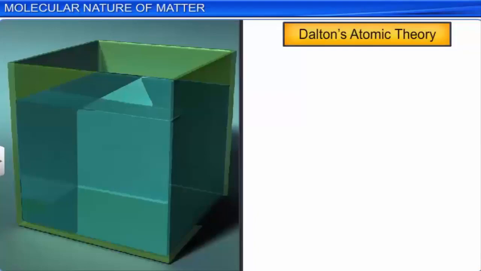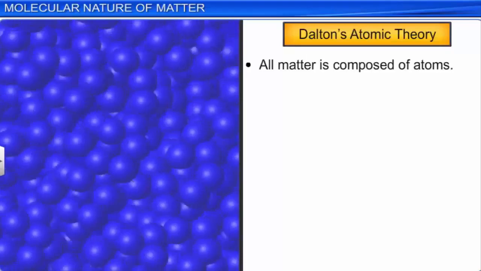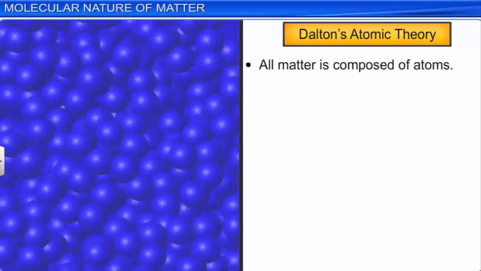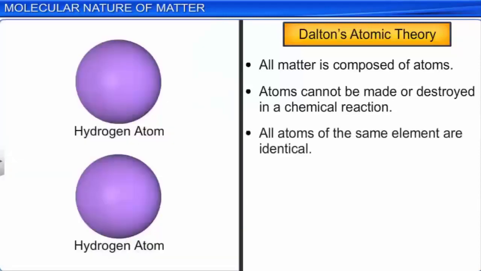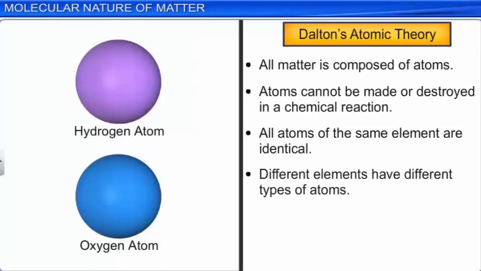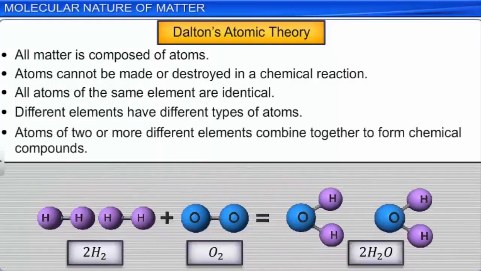Dalton's atomic theory states that all matter is composed of atoms. Atoms cannot be made or destroyed. All atoms of the same element are identical. Different elements have different types of atoms. Atoms of two or more elements combine to form chemical compounds.